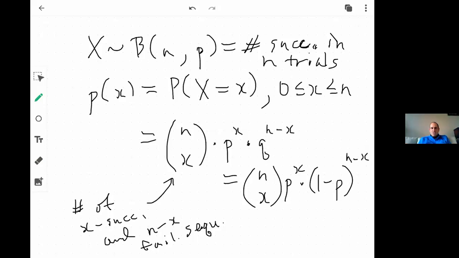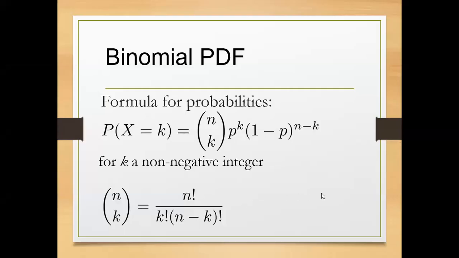So there is the probability distribution function, or the density function, whatever you want to call it. Let's go back to the presentation. That's where this formula comes from: the probability of X equaling any particular k is n choose k, p to the k, times 1 minus p to the n minus k. Okay, that's good.